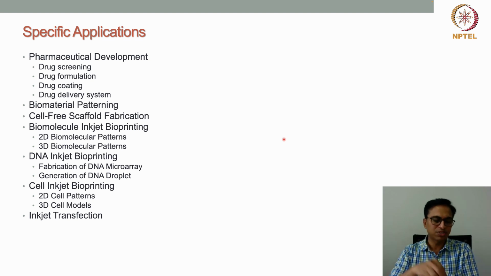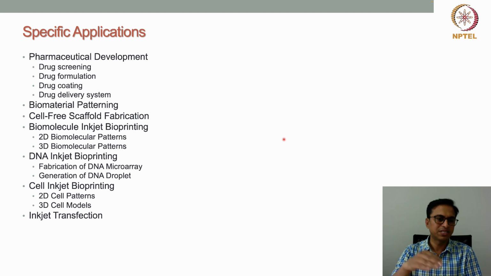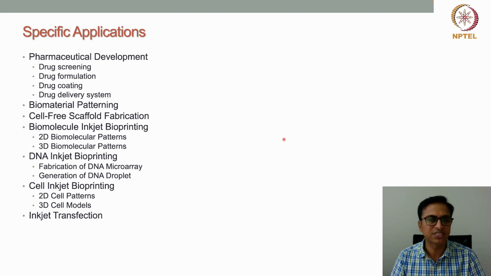But these droplets will get connected to each other, and then, layer by layer, as in the earlier section I have discussed, first we can create one layer, then the next layer, and in this fashion we can prepare the cell-free scaffold. In this case, the cells are not used, only the scaffolding materials like biomaterials are mostly used.